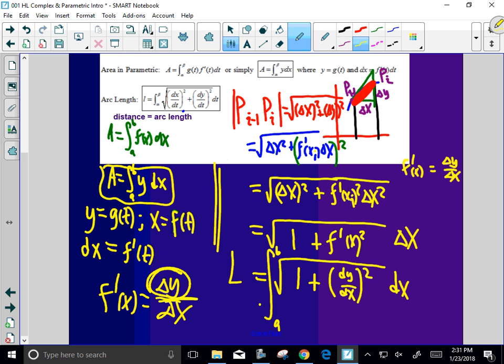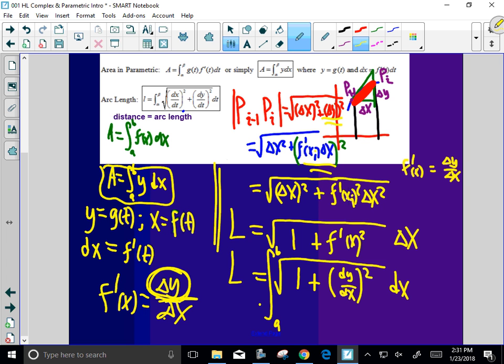Well, if we solve for delta y, do you see how I get f prime of x times delta x? So I'm going to substitute delta y with f prime of x, that's this derivative, times delta x. And when I square it, I get delta x squared plus f prime of x squared times delta x squared. Now the square root of delta x squared is delta x. I pull it out of both of these, leaving 1 and f prime of x. This is what we call the length.